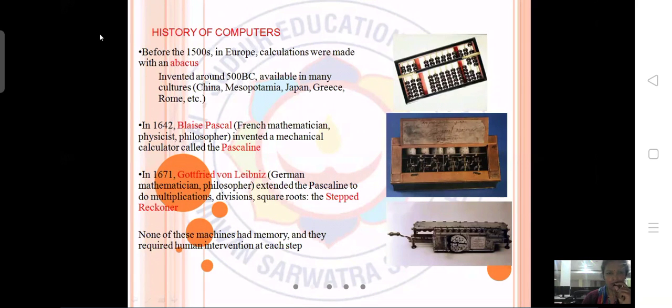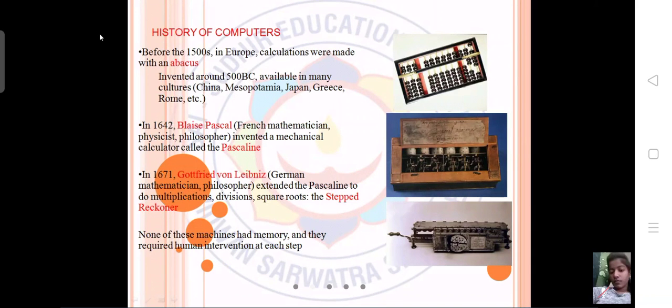Then a German mathematician called Leibniz started with addition and subtraction first, and then they added multiplication, division, and square roots to that particular automation, or mechanical calculator as they called it. So these operations were also added to that particular calculator.